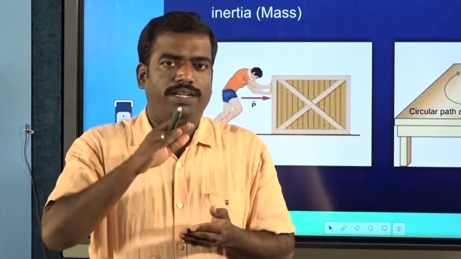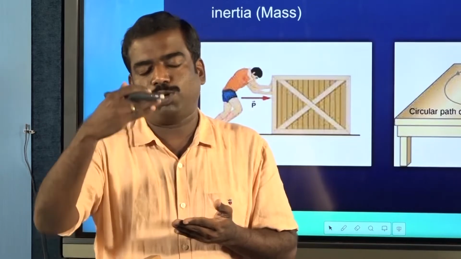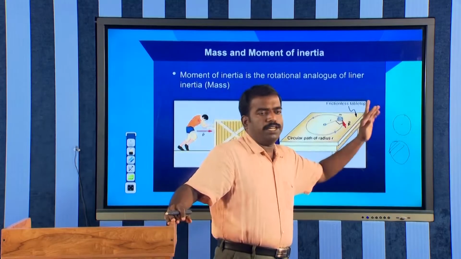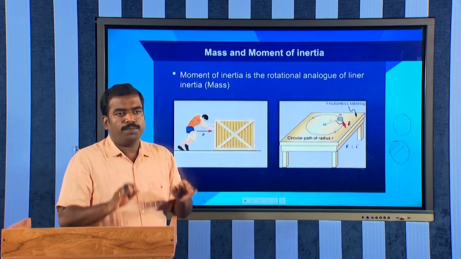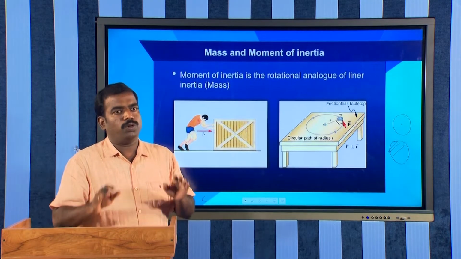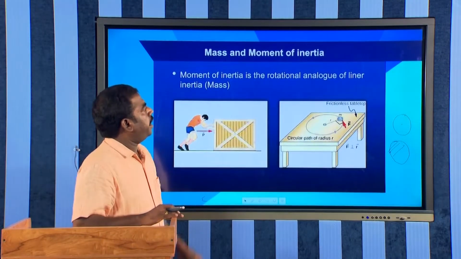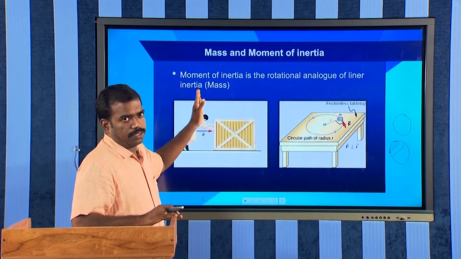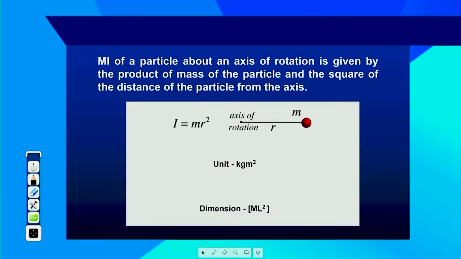This is because in the case of the ring, the mass is distributed at a distance from the center of the axis. So this is what I would like to mention, mass and moment of inertia. Moment of inertia is nothing but the rotational analog of inertia, the rotational analog of mass. So now we need to find out how to find the moment of inertia of a particle.